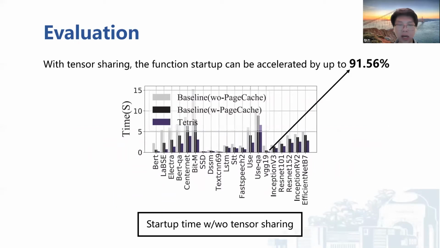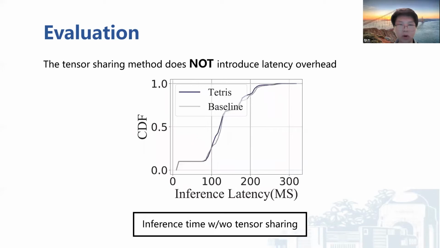Since the tensors can be shared with direct memory mapping, the time-consuming model loading process can be accelerated. For example, for the VGG19 model, compared with loading the entire model from disk, the function startup can be accelerated by up to 91.56%. With such a large reduction in memory consumption, we also measure the inference latency of various ML models and compare the latency CDF with or without tensor sharing, and find that our memory mapping method does not introduce latency overhead.